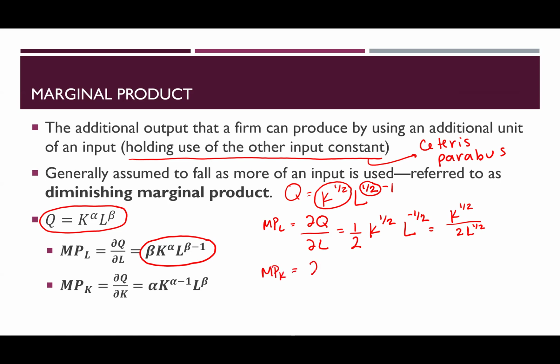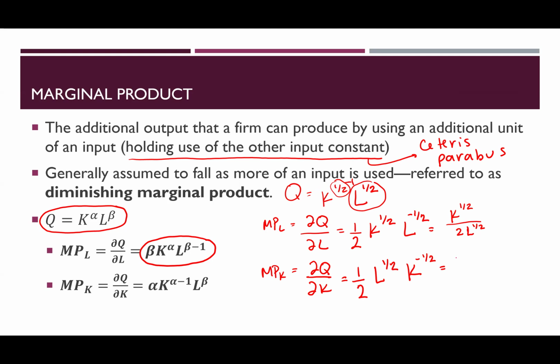Here we want to see, how does output change when only capital changes, all right? So now capital is our variable, and we're going to treat L as a constant. So we can say that this is like the number 5, all right? So we'll have 1/2, that exponent on K, times the constant modifying K, which is L to the 1/2. So we'll have 1/2 times L to the 1/2 power times capital, right? After we subtract 1 from its exponent. So we have capital to the negative 1/2 power.